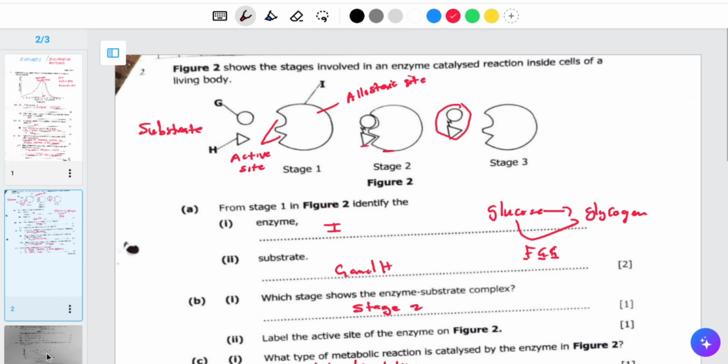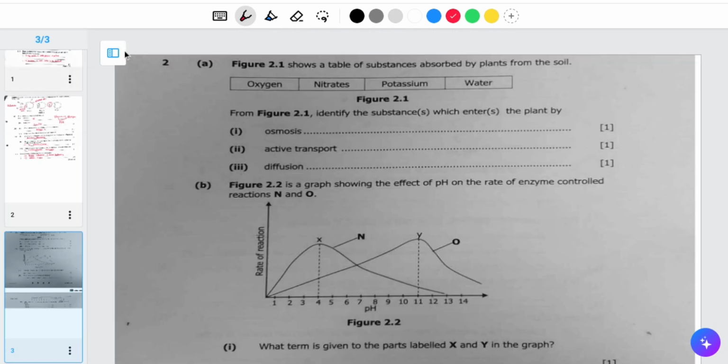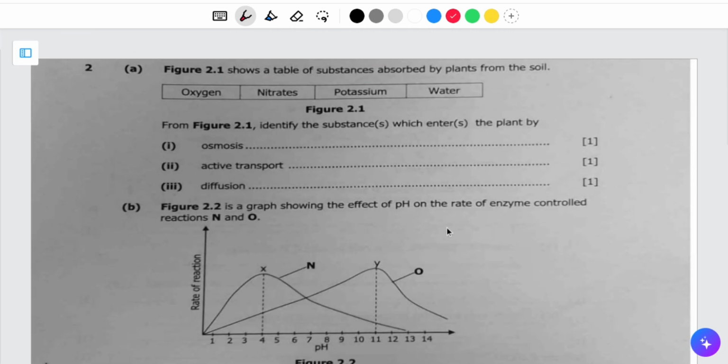All right, so let's see the last questions. Here we have the combination of movement of substances across the cell membrane as well as enzymes. Figure 2.1 shows a table of substances absorbed by plants from the soil. So we have oxygen, nitrate, potassium, as well as water. From figure 2.1, identify the substance which enters the plant by osmosis, active transport, as well as diffusion.